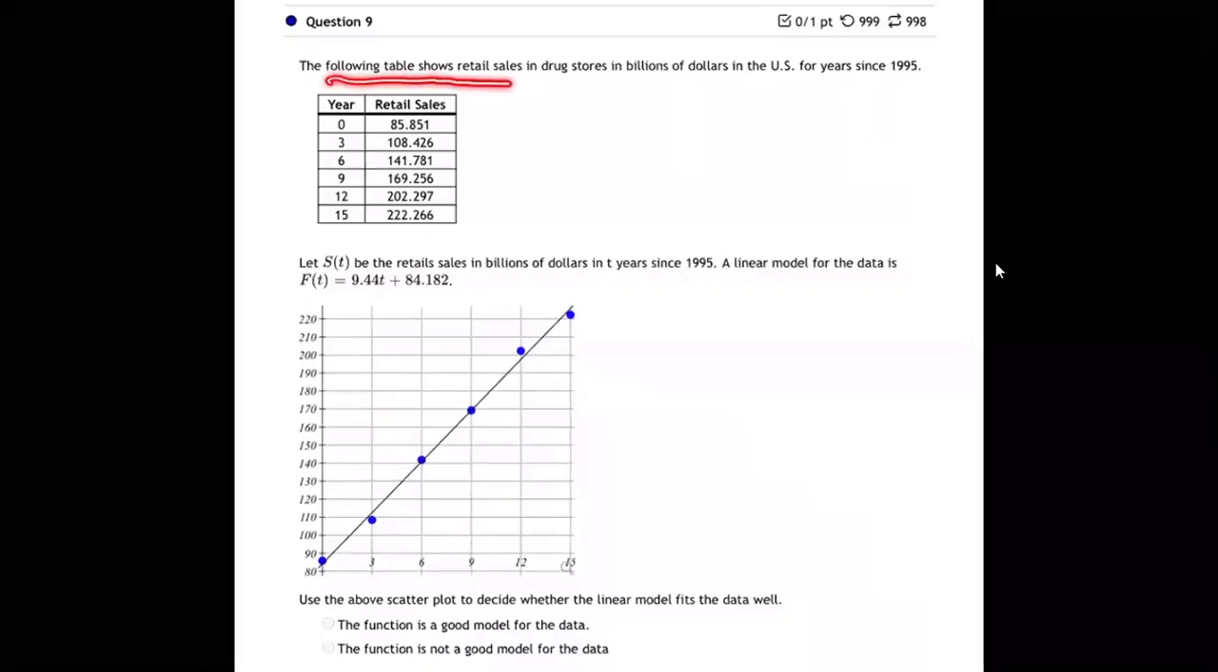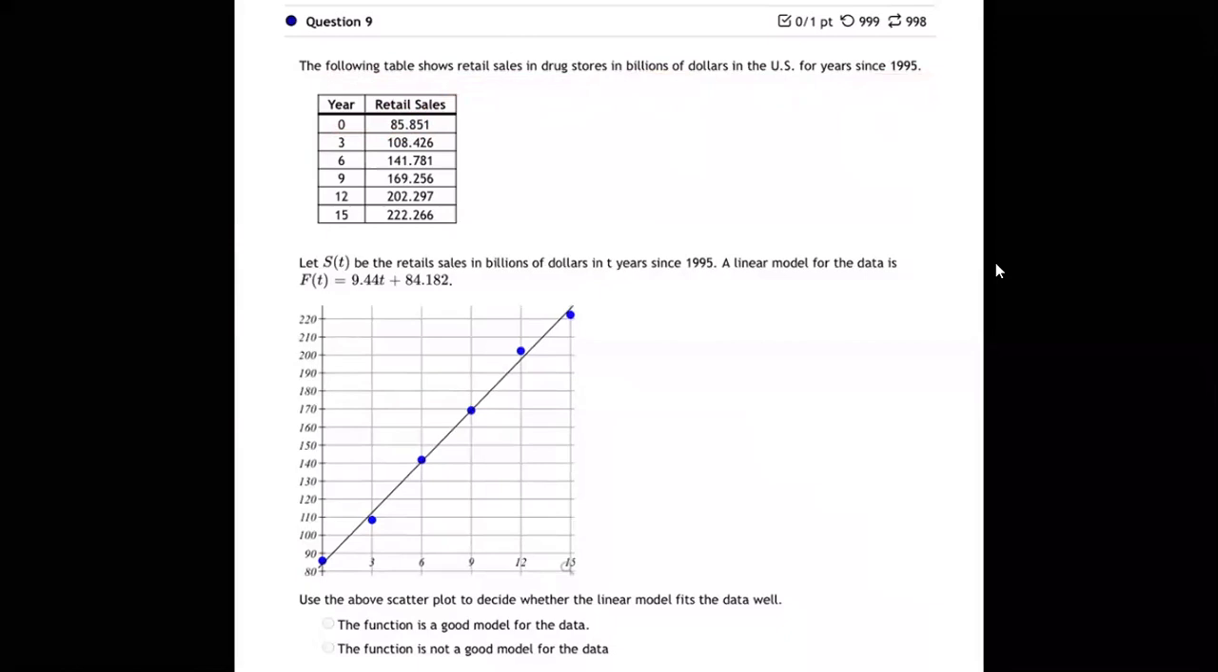Okay, so the following table shows retail sales in drugstores in billions of dollars in the United States for years since 1995. In other words, in year zero, that's $85 billion in retail drugstores. And this started in 1995.